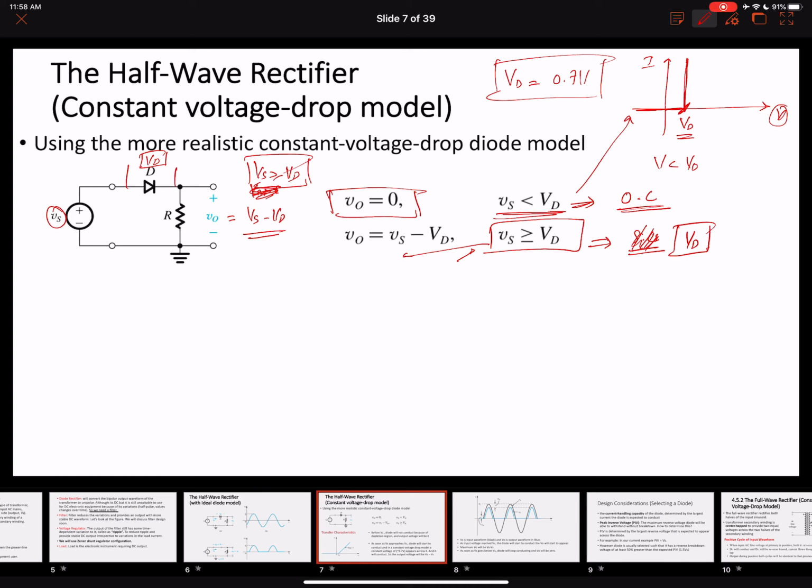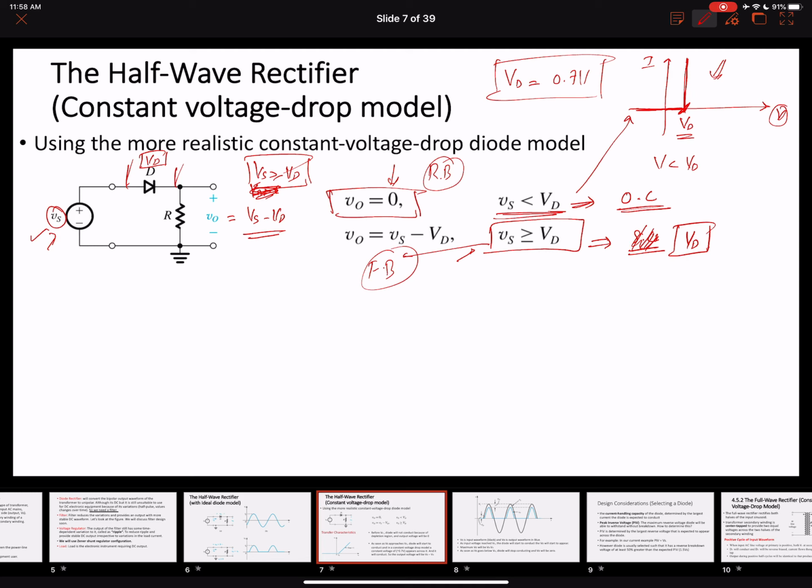Looking at this characteristic again, in a constant voltage drop model, as long as our input voltage Vs is less than VD, we can see that it is in the reverse bias condition, nothing is flowing, it will remain an open circuit, and our output will be equal to 0. So this is the reverse bias condition, and this is the forward bias condition.